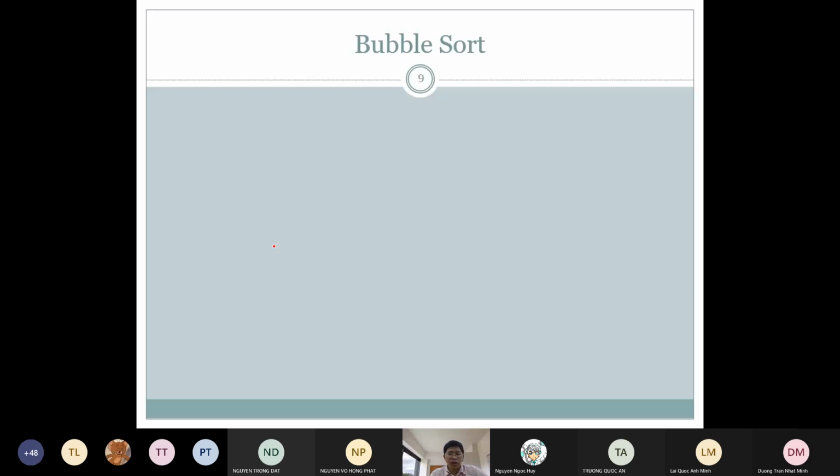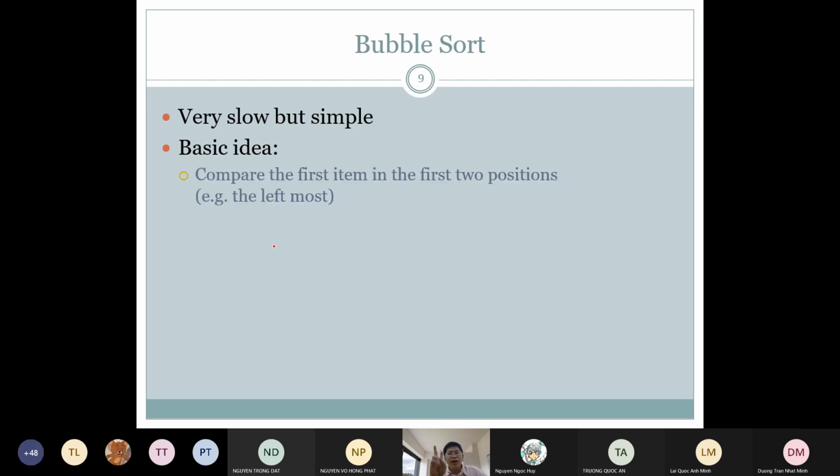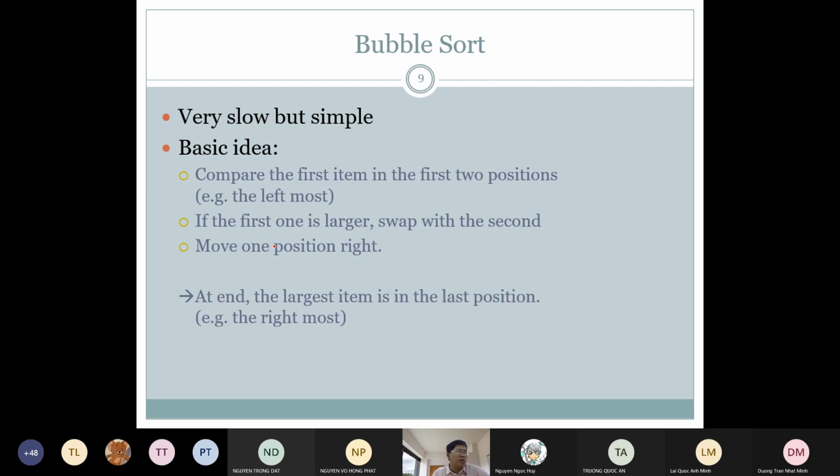And now bubble sort. We know that it is very slow, for sure. The idea is we compare two items first, starting from the leftmost. If the first one is larger than the second one, we swap them, and move to the next pair, and so on. At the end, we bring the largest item to the last position in the first iteration.